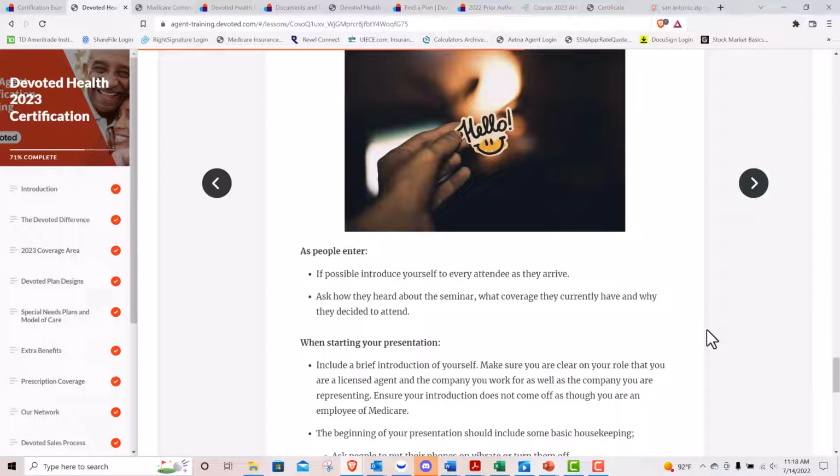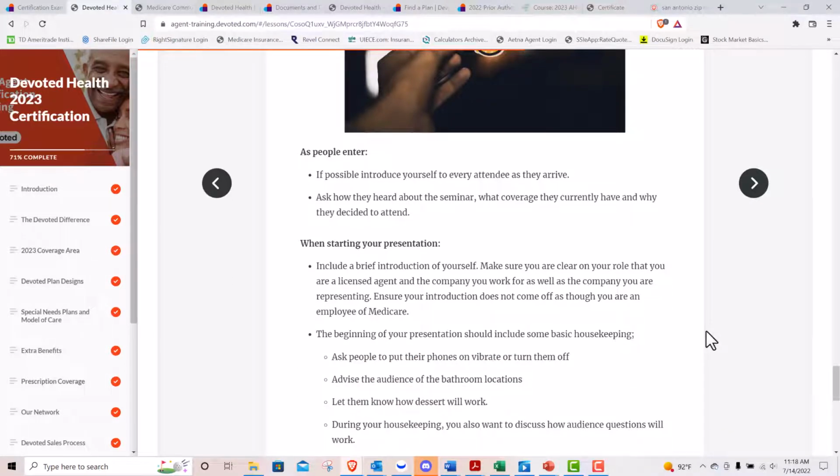Introduce yourself when people come in. Before you start, make sure you give all your disclosures. You're not an employee of Medicare. You are licensed and appointed to the insurance company you're representing at this event. And if you're a broker, you can say, I work with XYZ brokerage company. We are a brokerage, which means this is just one of the many products that I offer. But in today's presentation, I can only speak about this one particular plan. If you have interest in other plans, you need to contact me after the presentation is formally over.